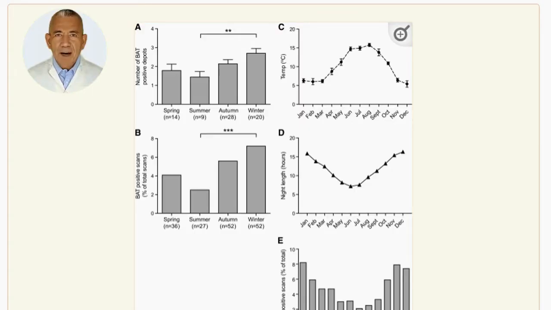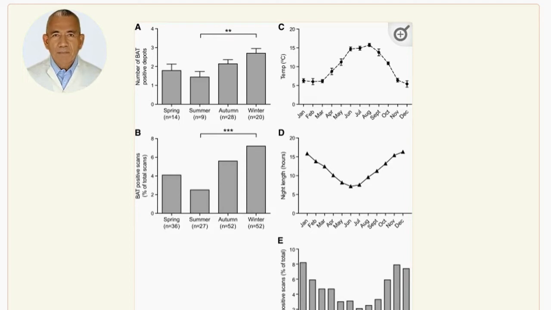This study analyzed scans of human patients. We see two bar charts, A and B, showing the number of deposits, and the percent of scans finding deposits of brown adipose tissue in each season. Also shown are two graphs, C and D, showing the monthly temperatures, and length of nighttime darkness in Nottingham, England, where the study took place.